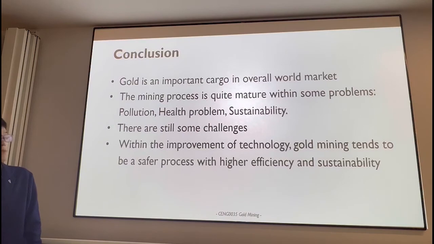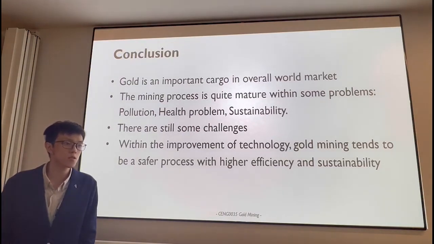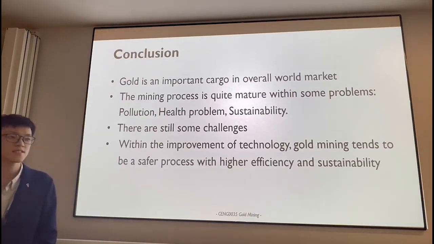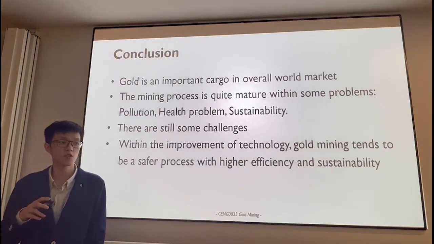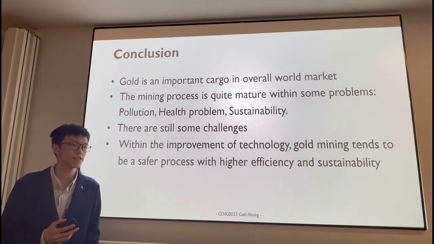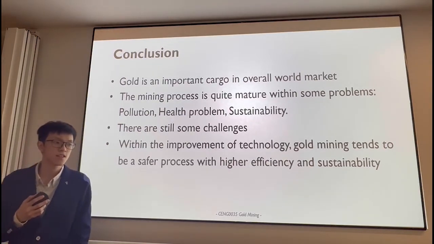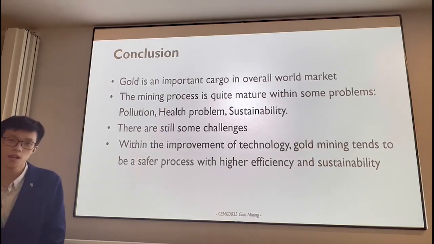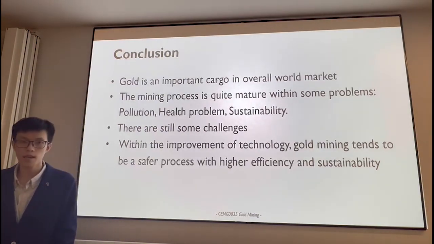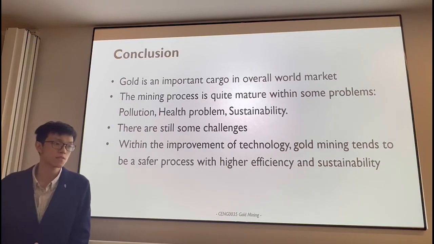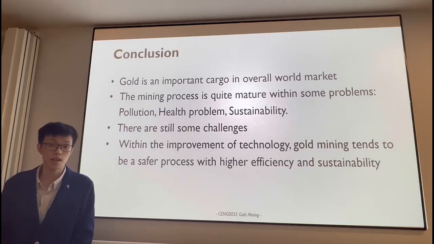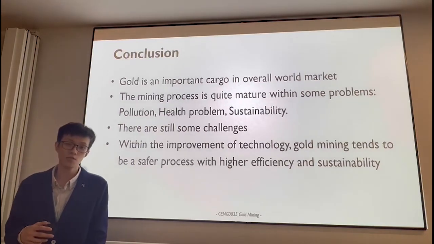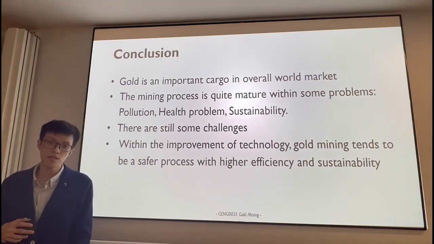The conclusion part is quite simple. As you can see, gold is quite an important commodity in the overall world market, and the mining process is quite mature. However, there are some problems like pollution, health, and sustainability. And also, there are still some challenges we need to consider, like illegal mines and sustainability. But we believe that with the improvement of technology, gold mining tends to be a safer process with higher efficiency and sustainability. That's all.